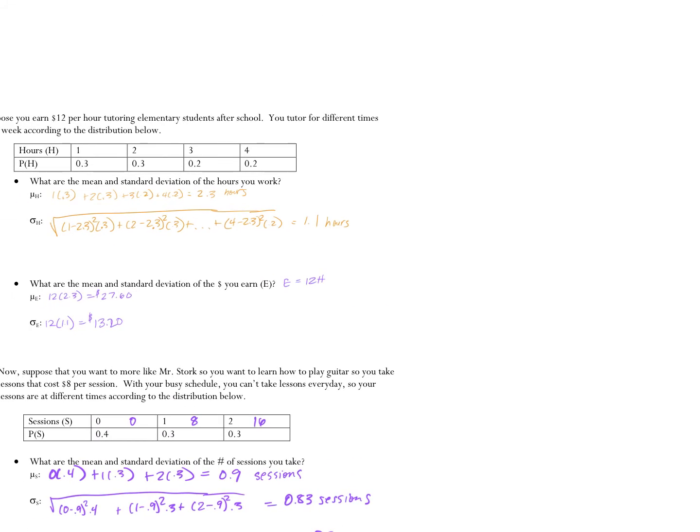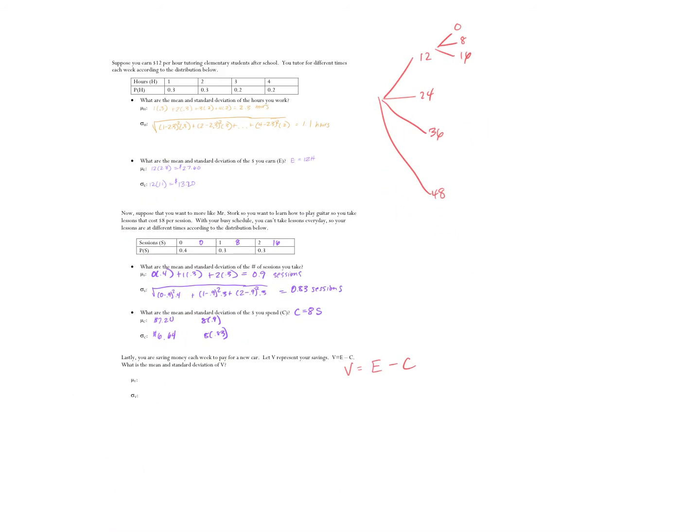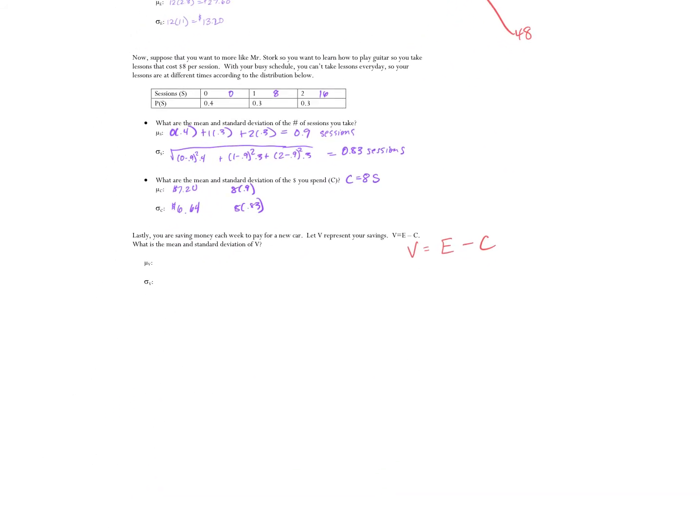So we could try to do that tree diagram thing where we did this, but now it would be 4 branches for the different amount of earnings. So that would be 12, 24, 36, 48. And then for each of these, 0, 8, 16 for my spending. Could we do this? Do you want to? Neither do I. So instead, we can use those rules we kind of just talked about.